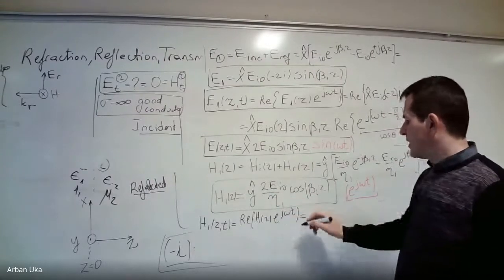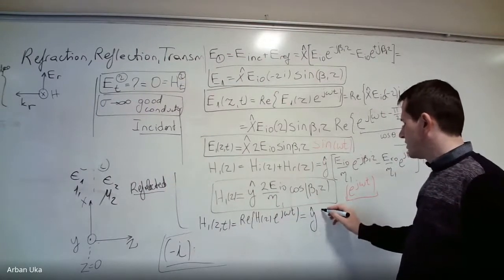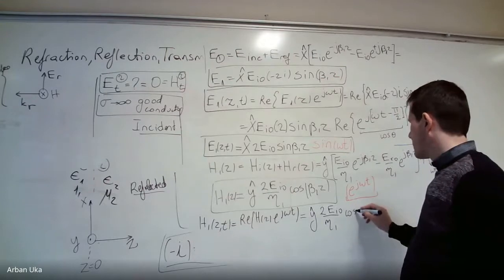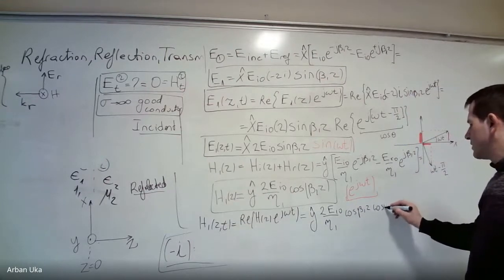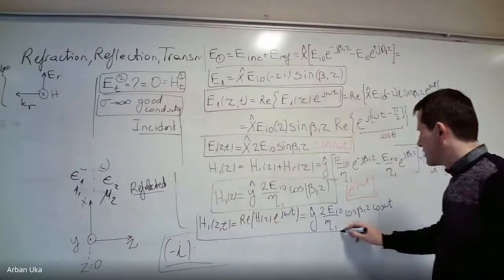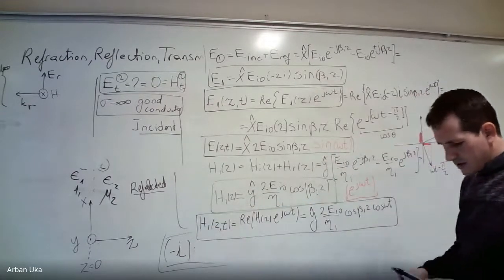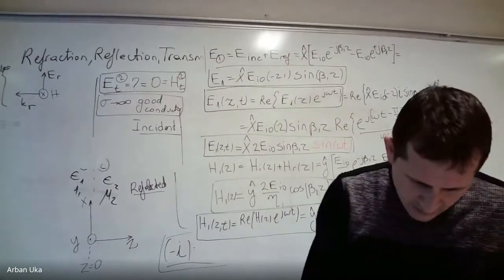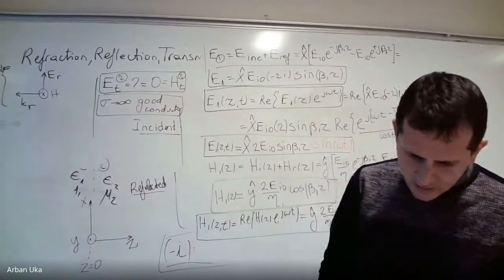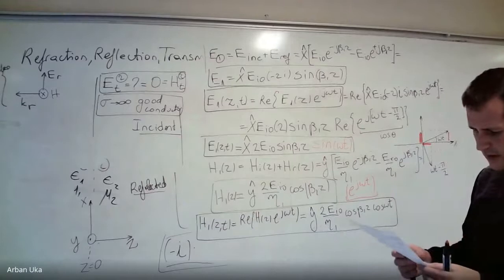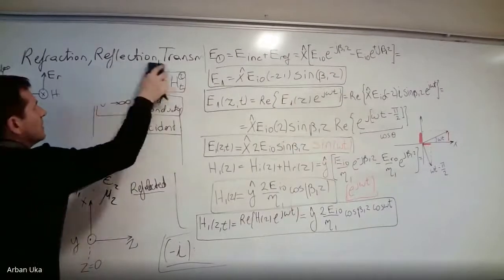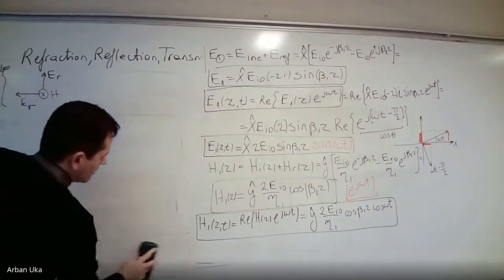So then what we do is that we preserve everything the same. We say that this is direction y, EI0 divided by eta 1, cosine beta 1 z, cosine omega t. So this is the instantaneous expression of the magnetic field intensity in region 1. This is all that we obtain. And then, once we get this, we can also try to determine what is the average power density. But for this part, we may need to erase this section. I think we understood. We don't need to do this anymore.